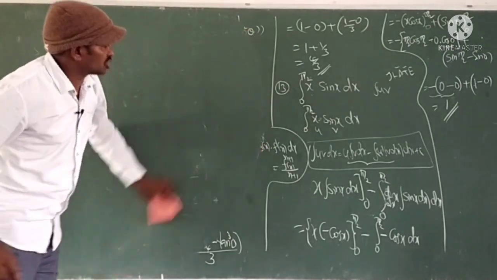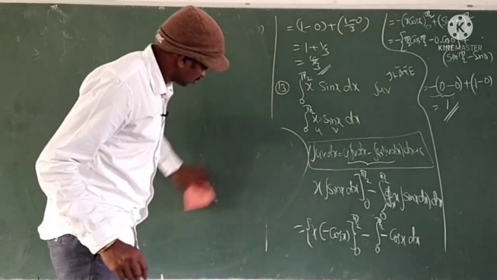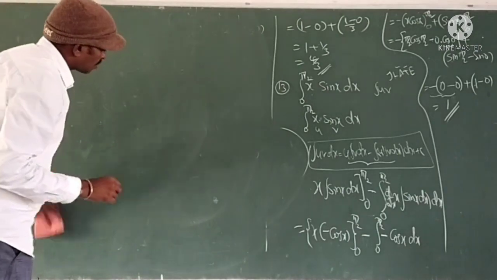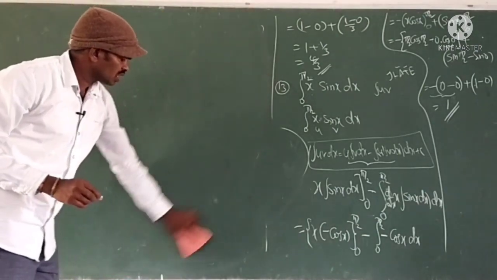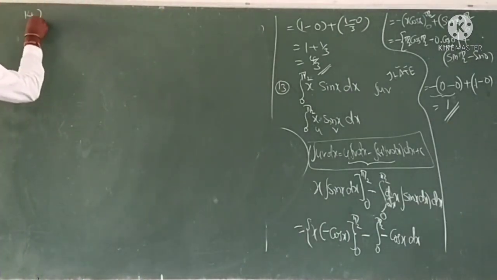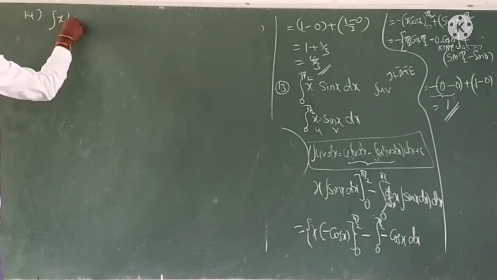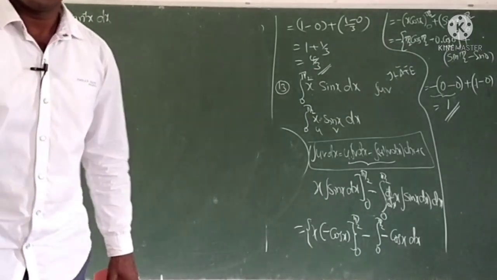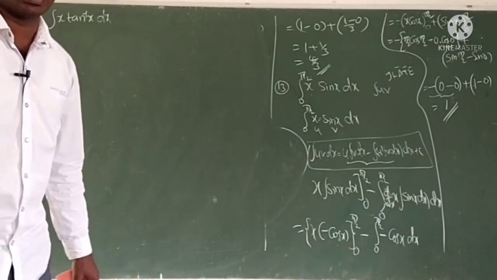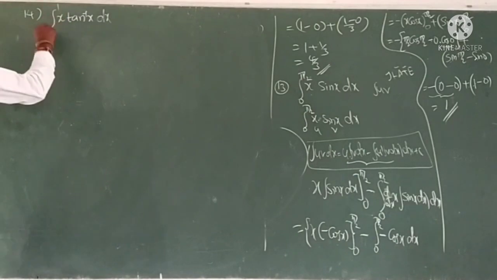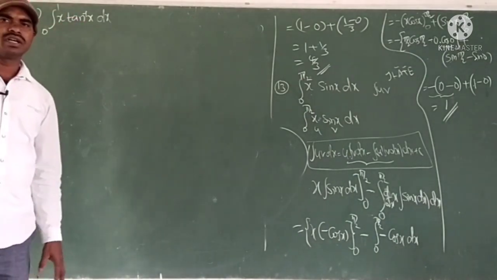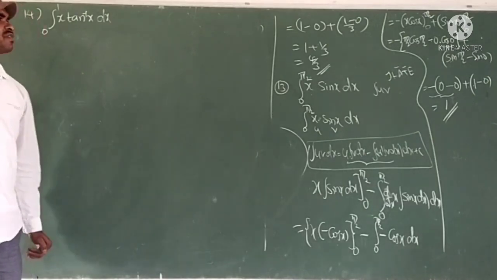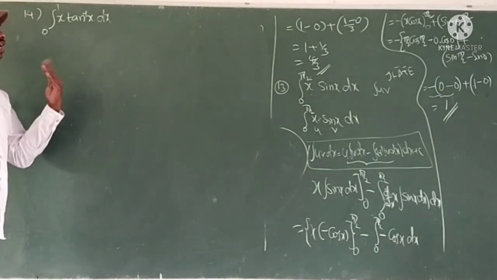Okay, 14th question. I am writing the question here. Integration of x tan inverse x dx, and the intervals are 0 to 1. So same u into v method. If you understood well, you just pause the video, do it, after that verify with me. Don't bother, I am telling again.